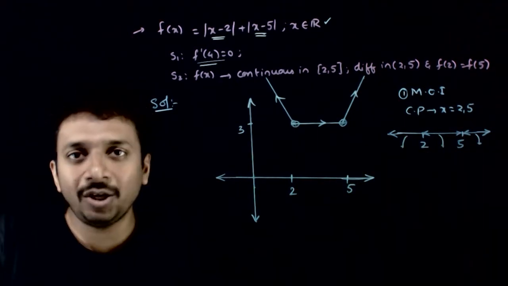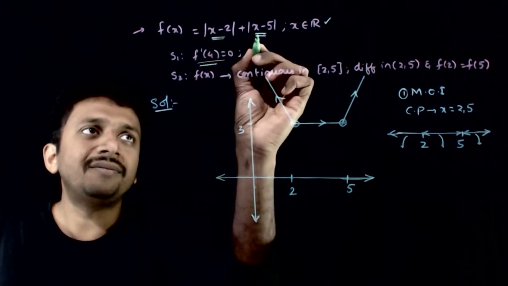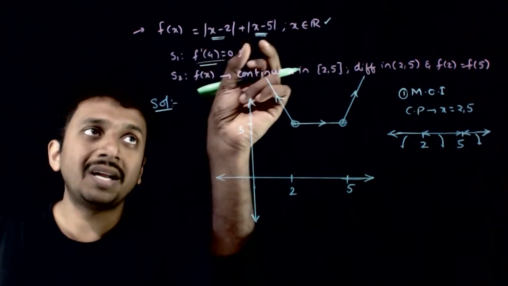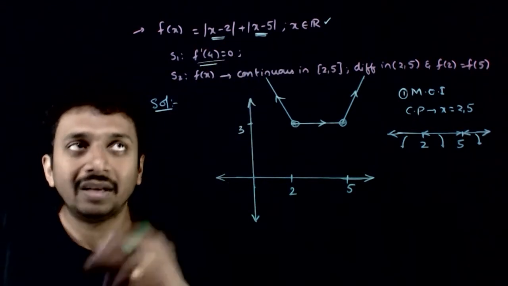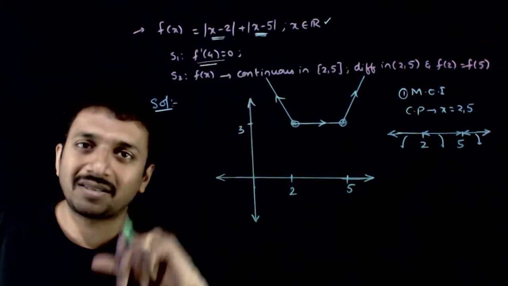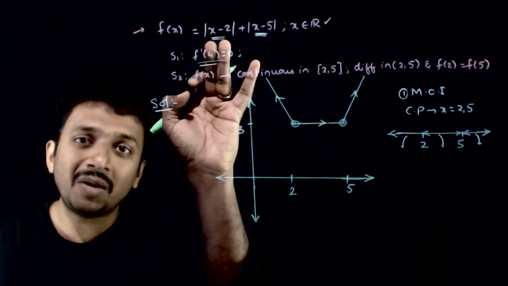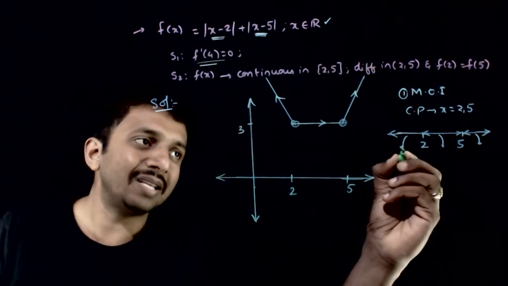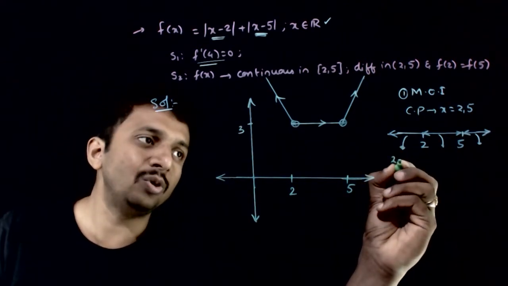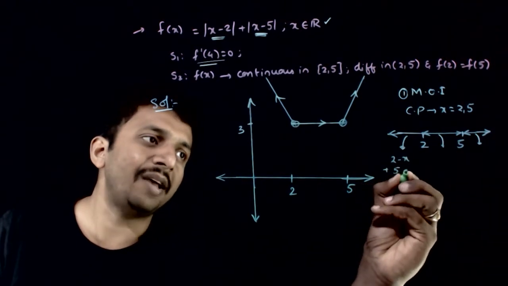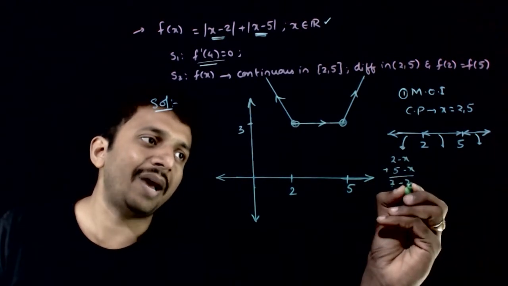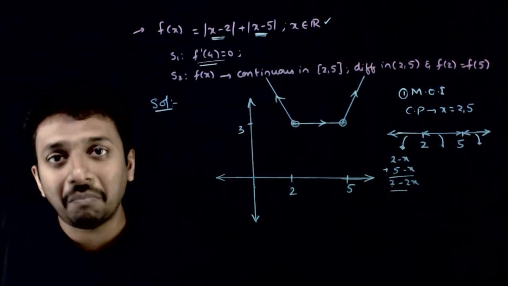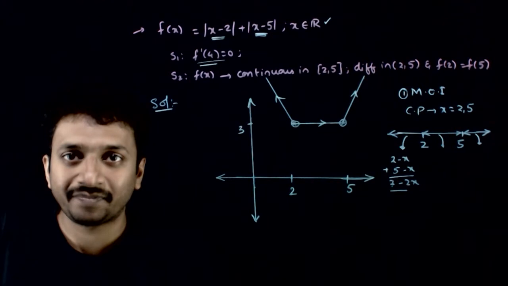So when x is less than 2, x minus 2 is negative, x minus 5 is also negative. So what does mod do? Mod of x minus 2 becomes 2 minus x, right? If the expression inside mod is negative, mod will add one more minus. So in this interval x less than 2, the function is 2 minus x plus 5 minus x, that is 7 minus 2x.